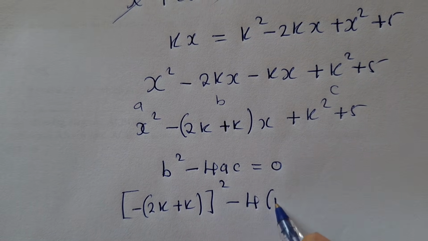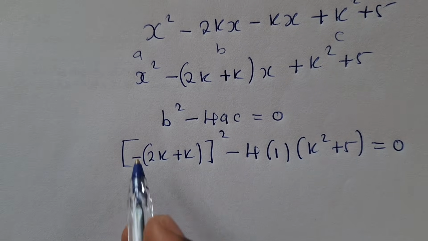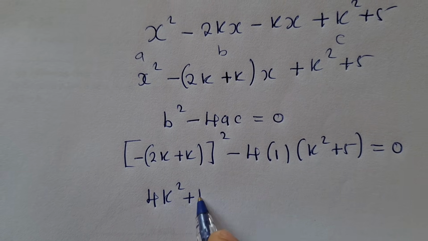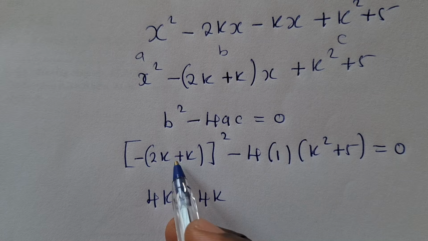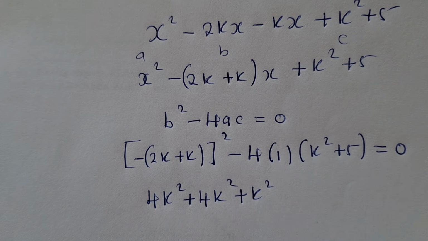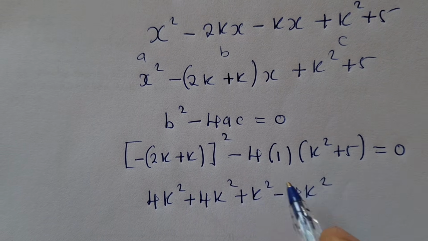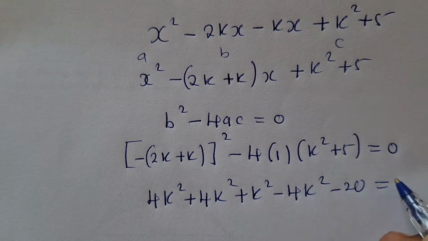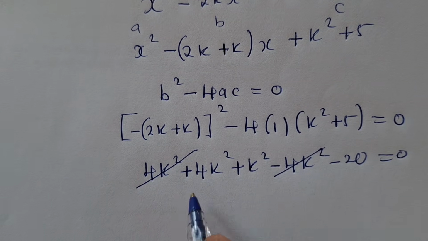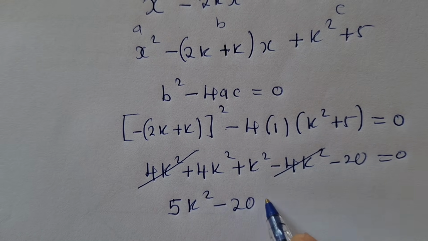Minus 4, our a is 1, our c is k squared plus 5, equal to 0. So we simplify this, we're getting 4k squared plus 4k squared plus k squared. If I'm not mistaken, yes, this is what we are getting when we simplify this. Minus 4k squared minus 20 is equal to 0. When you simplify this is what you're getting. So this and this will go. We shall remain with 5k squared. When we add these two, minus 20 is equal to 0.